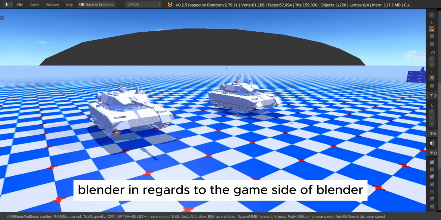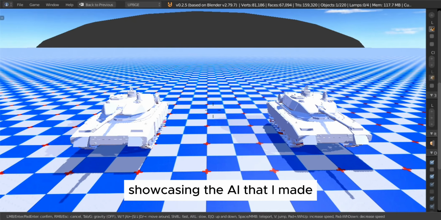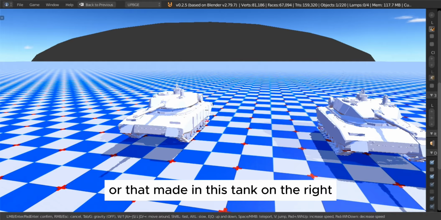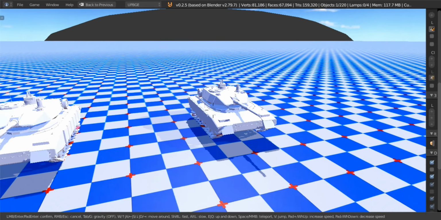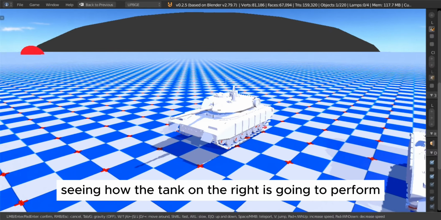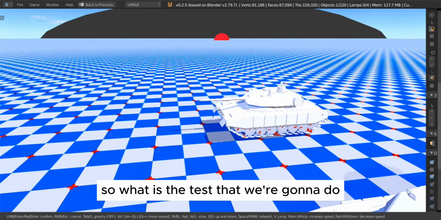Now today our test is going to be showcasing the AI that I made in this tank on the right, and I'll be controlling the tank on the left, seeing how the tank on the right is going to perform in the little test that we're going to do. So what is the test that we're going to do?